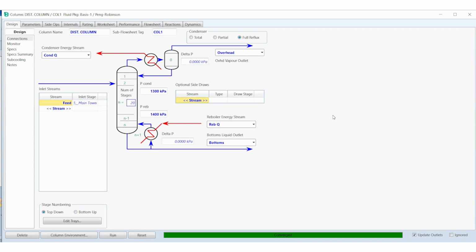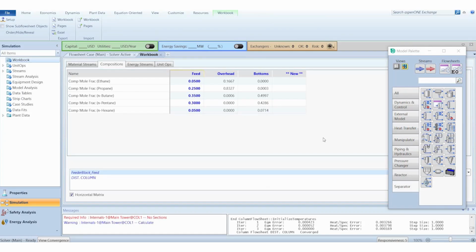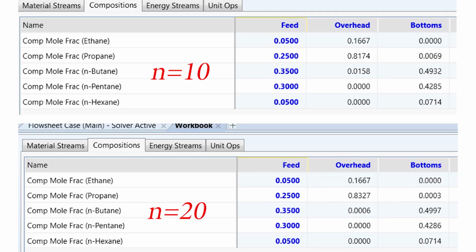We change the number of trays from 10 to 20 and run the simulation as usual. Now we notice that the components are further separated when we use more trays. It is evident that using more trays inside the column, the overhead is further enriched with light components, while the bottom is enriched with heavy components.